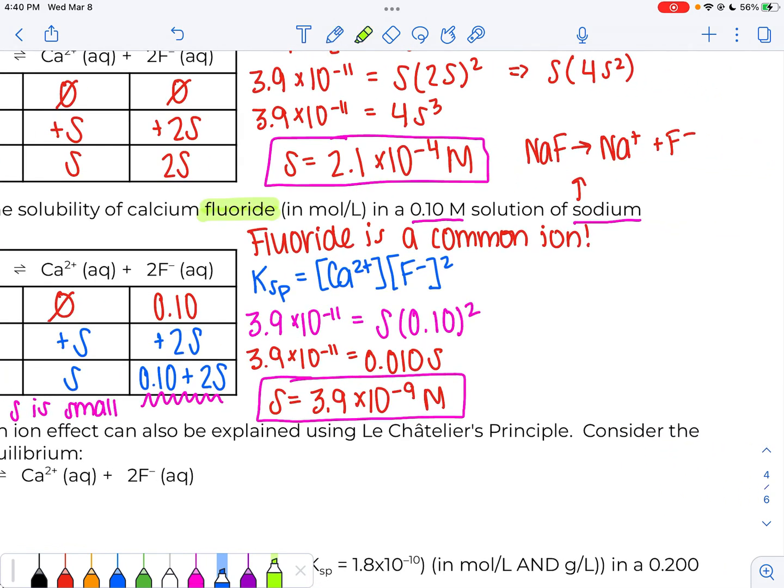So compare these two values. We have 2.1 times 10 to the negative 4th versus 3.9 times 10 to the negative 9th. So this number is significantly smaller than the one that came before it. What does this mean? It means that calcium fluoride is not as good at dissolving in a solution of sodium fluoride than it is in water. Why? Because there's already fluoride ions present. There's already dissolved F minus ions. So it has to take into account the fact that we can't dissolve a bunch more stuff where we're trying to add more fluorine in. There's not going to be any space for it.